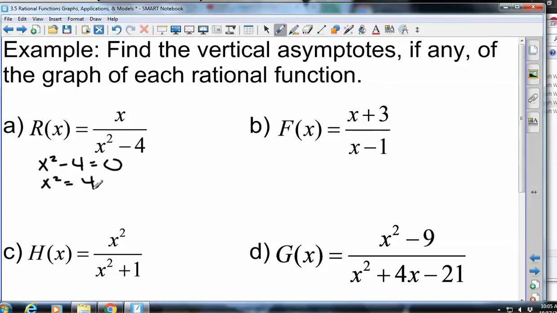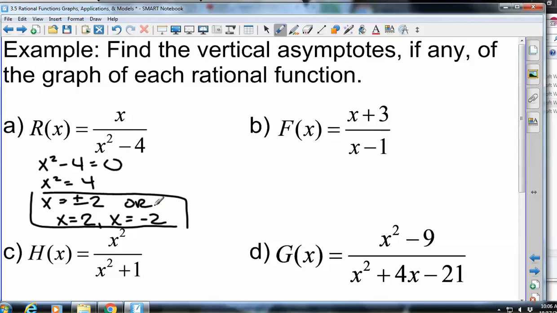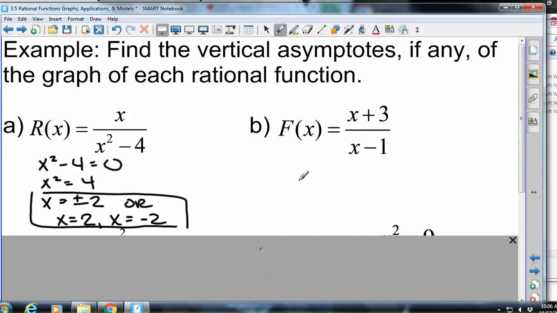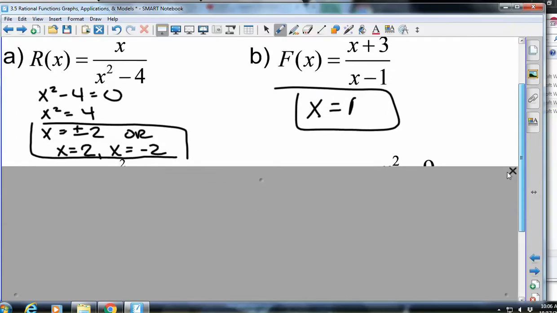So if you add your 4 and take the square root, but you have to do plus and minus, you get x equals plus or minus 2. So you could write it like that, you could write them separately. X equals 2 is a vertical asymptote, as is x equals negative 2. This one would have 2 vertical asymptotes. B, what's our vertical asymptote? 1, so we would write x equals 1. Since it is a line, you always have to give me the full equation.